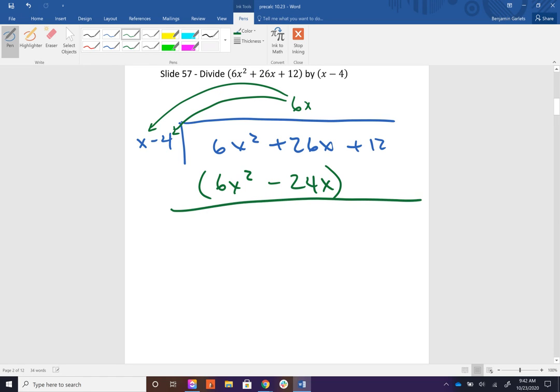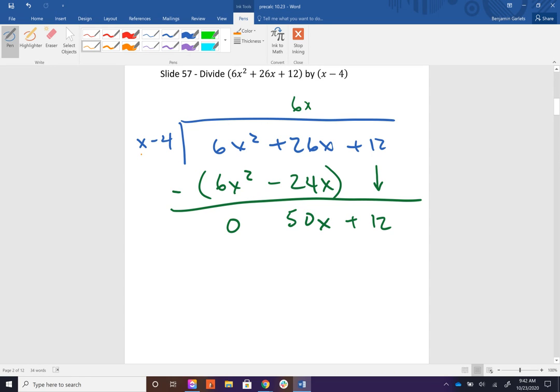And I'm going to subtract that out, and I get 0. I get a negative negative means that this is actually positive 24, so I get 50x. I'm going to bring this value down, and I get 12. All right, so now I need to do the same thing with this new expression down here. So let's go with a different color. So how many times does x go into 50x? Well, I'd multiply by 50, right? So I'm going to add 50.